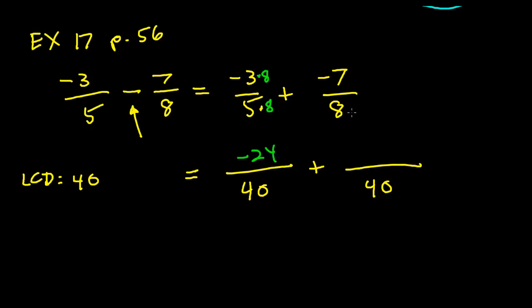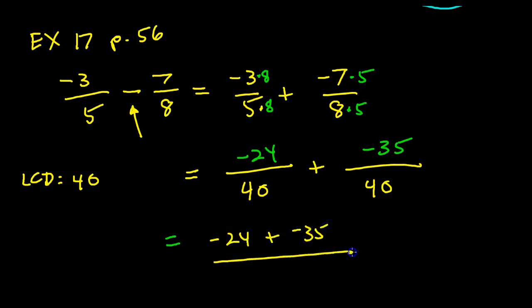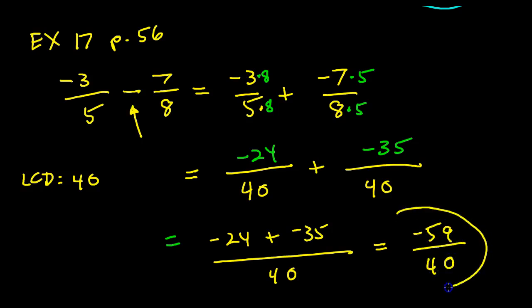In the second fraction here, I'll multiply top and bottom by 5. Again, you want to end up with 40 as a denominator. Your adjusted numerator is then going to be minus 35. And, of course, I will then add or subtract my numerators as indicated. I'll get minus 24 plus minus 35 over 40, and that gives me a return of minus 59 over 40.